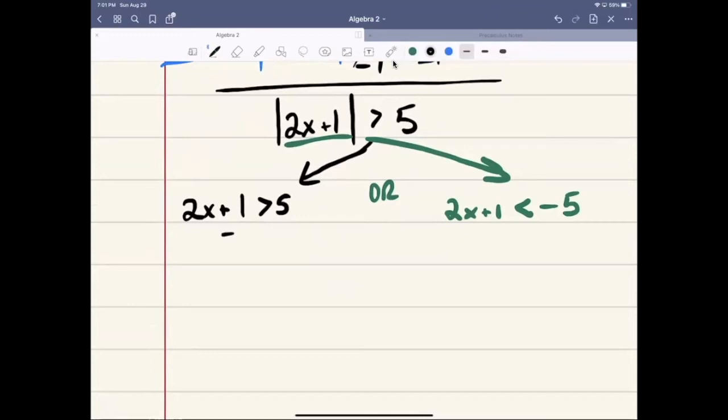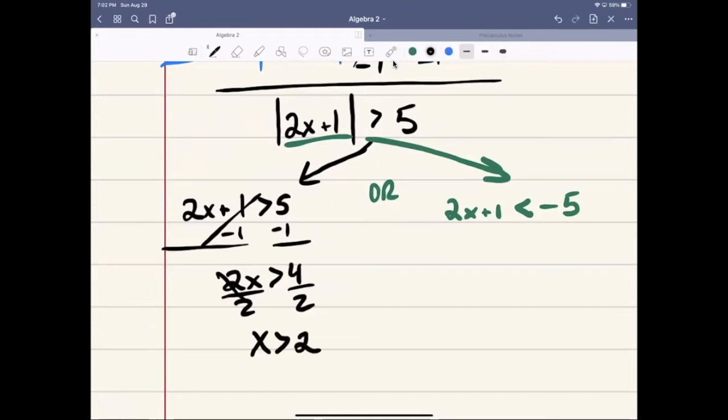So we're going to subtract 1 from both sides here, and you're going to get 2x is greater than 4. Divide both sides by 2, and you're going to get x is greater than 4/2, which is 2.